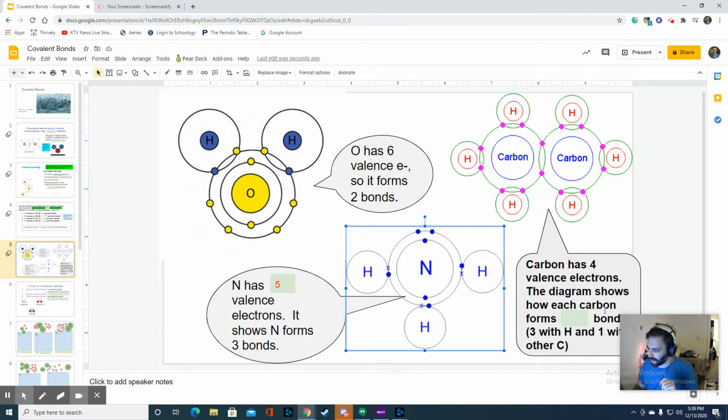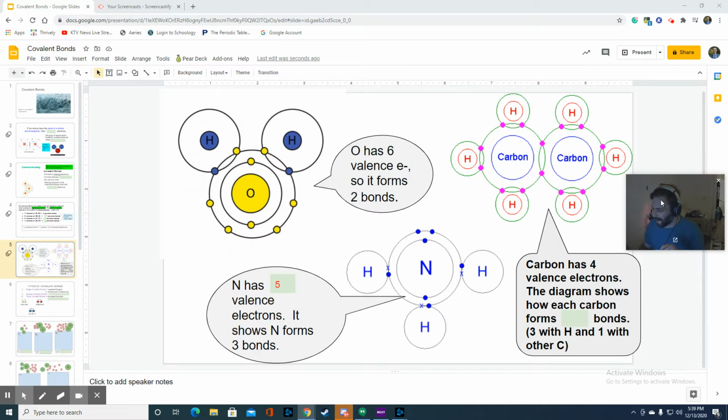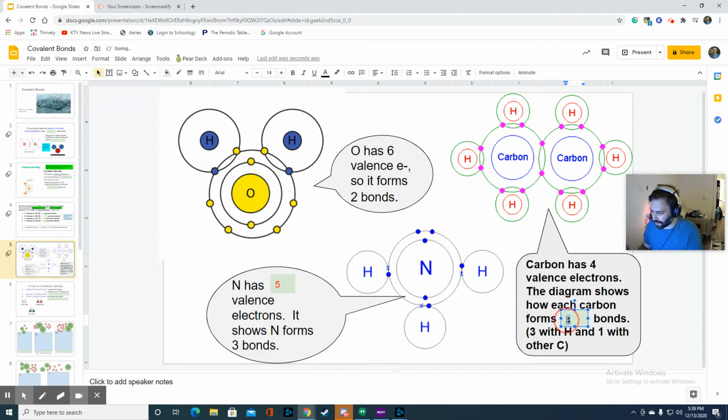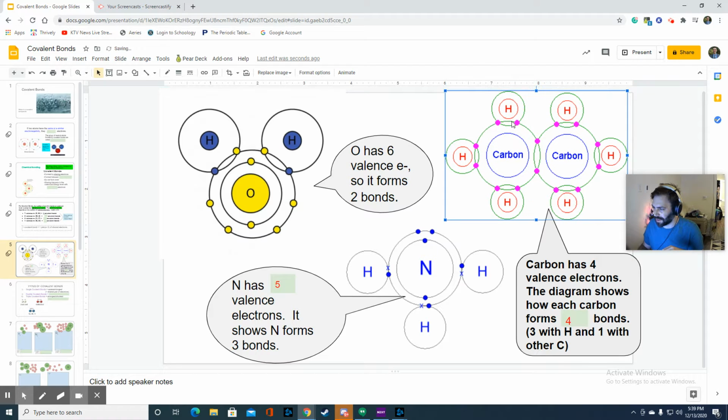Okay? So here, let me see if I can move myself. There we go. Carbon has 4 valence electrons, and this diagram shows how each carbon forms 4 bonds, right? It forms 4 bonds, 1 bond with another carbon, and then 3 bonds with different hydrogens. Okay, so there's a sharing of 2 electrons here with this carbon, a sharing of 2 electrons here with that hydrogen, 2 here, and 2 here. If you add them all up, it adds up to 8 for this carbon. Same thing here for this carbon.